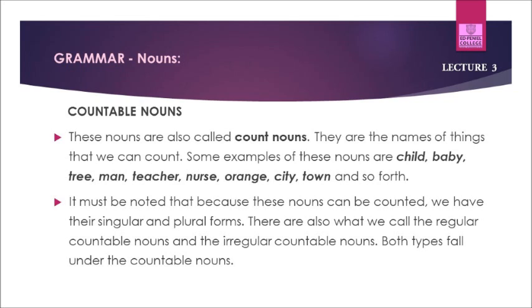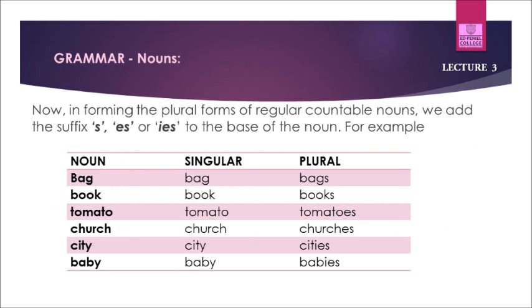So the table below gives you some examples. We have bag, the singular is bag and the plural is bags. Book, the singular is book and the plural is books. Tomato, the singular is tomato, the plural is tomatoes. Church, the plural is churches. City, the plural is cities. Baby, the plural is babies.